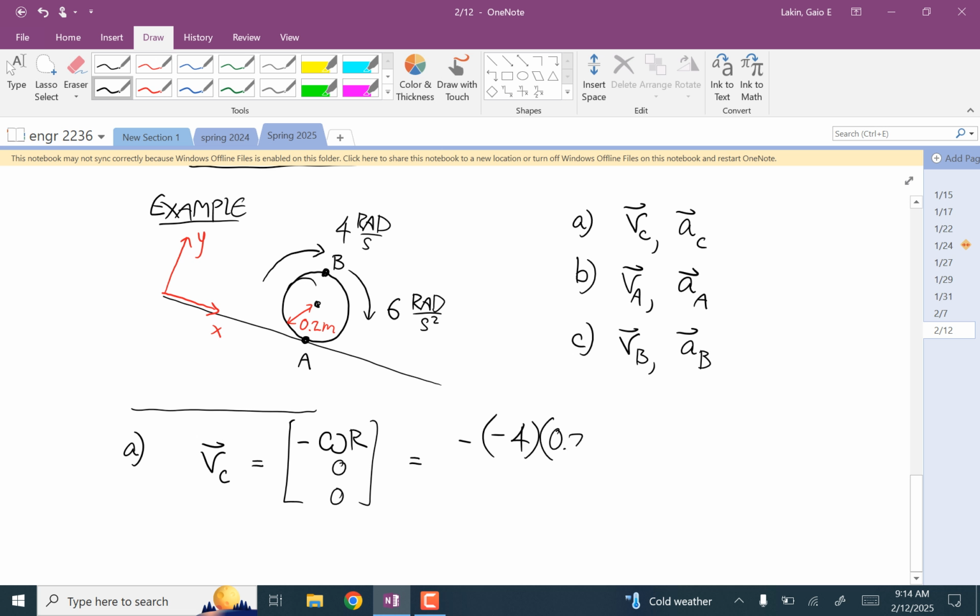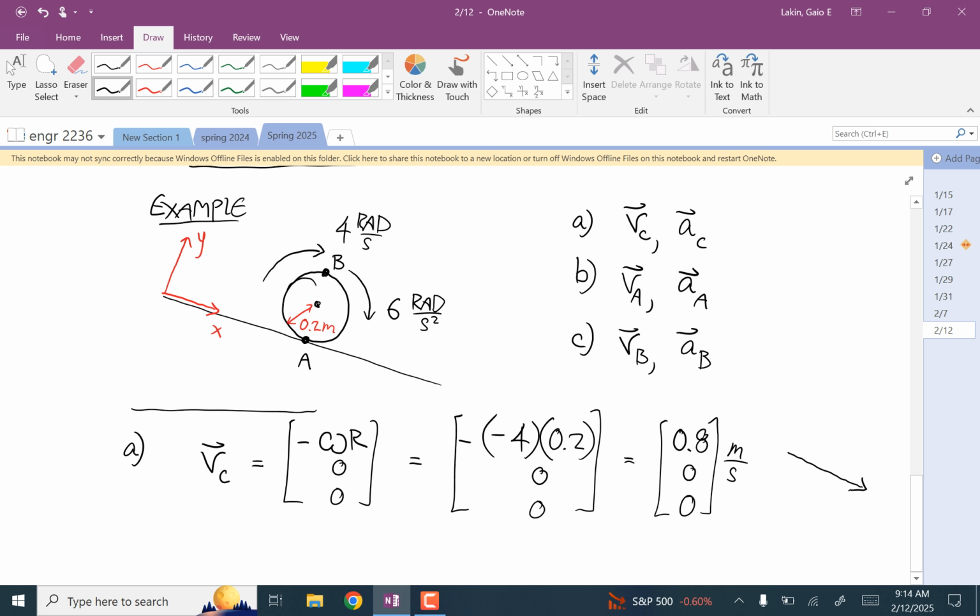R is 0.200. And so you get positive 0.800 in meters per second. So in other words, the center of this thing is moving down the ramp this way at 0.8 meters per second. Any questions about that?